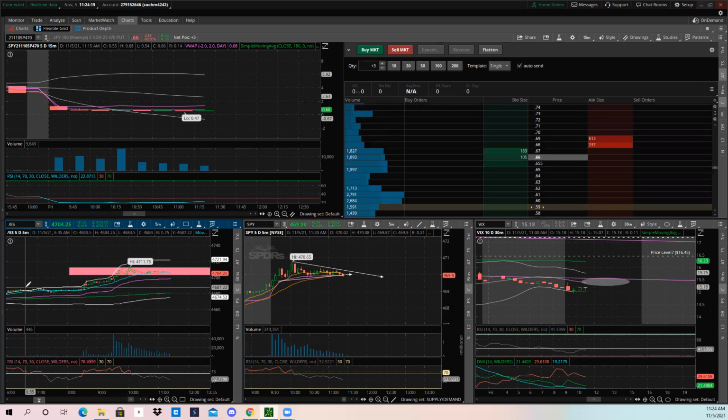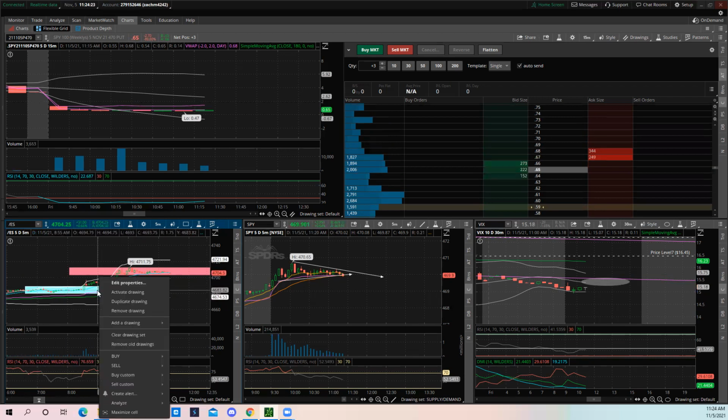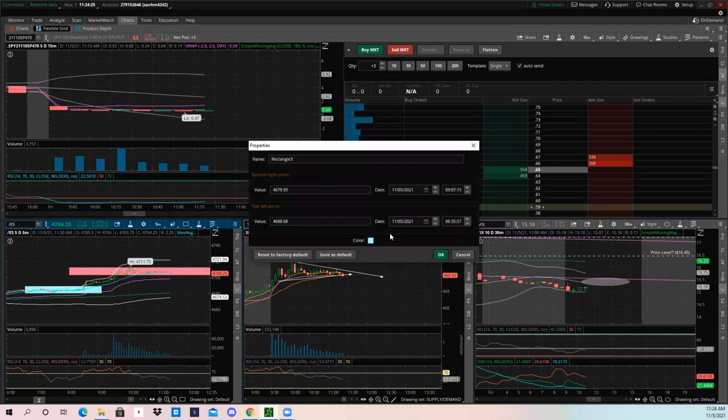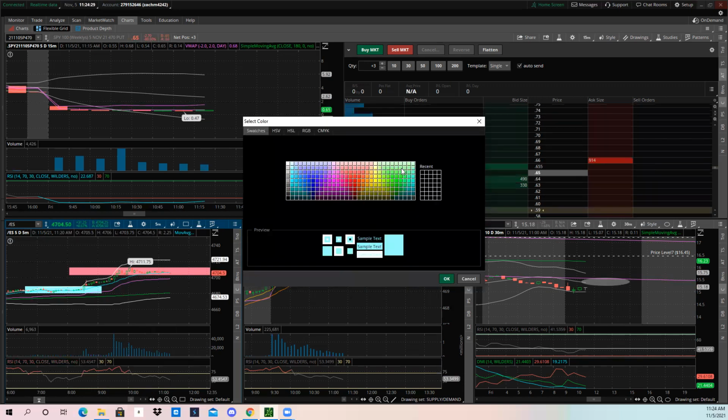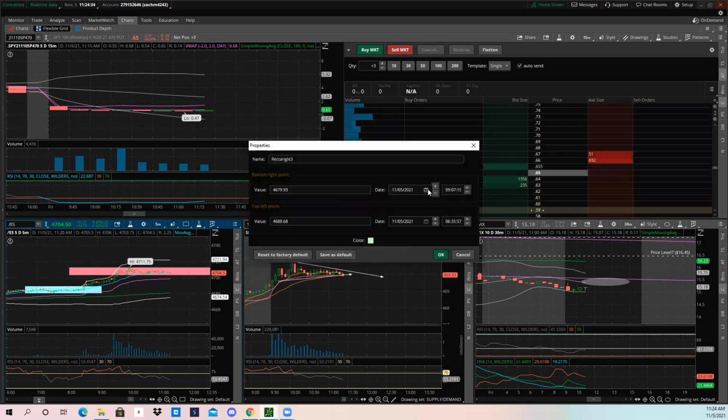And this could be our demand zone. This is where demand is going to be for the stock. So we'll just change the color real quick to a lighter green so you guys can see it a little bit better, and we'll change the date a little bit.